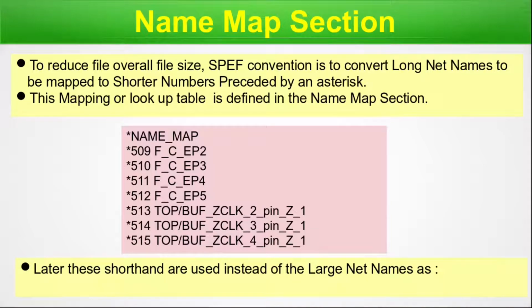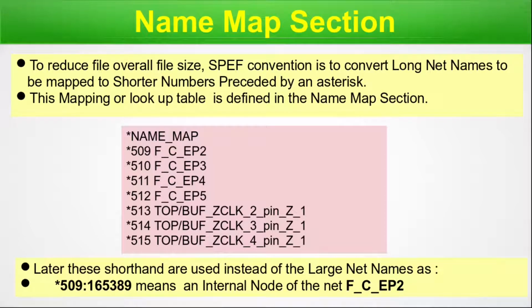Later, these shorthands are used instead of the large net names, like star:509:16538, which means an internal node of the net F_C_EP2. So guys, we are done with this particular slide. So let's move on.